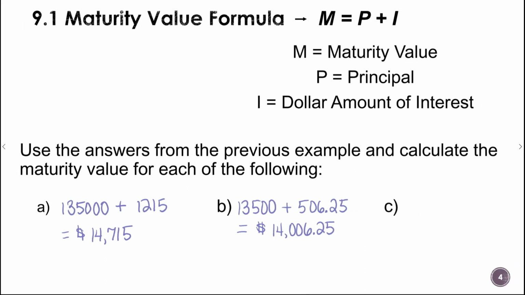And the last one, maturity value, $13,500 plus, now this one was our biggest one, $1,518.75, which gives us a total amount of $15,018.75. So if you borrowed money and you left it just sitting there and didn't pay anything, then this is what you would owe at the end of 15 months. Or if you borrowed money, it would earn that much. It works that way also.